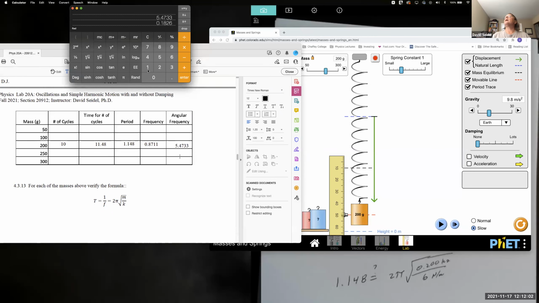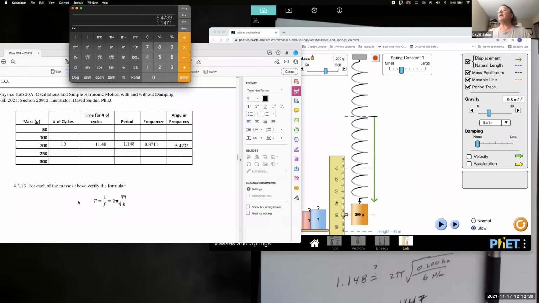Take the square root of that. And this side here is 1.1147. Boy, those numbers are awful close, aren't they? 1.147 versus 1.148. Numbers seem awful close to me. So that validated it.